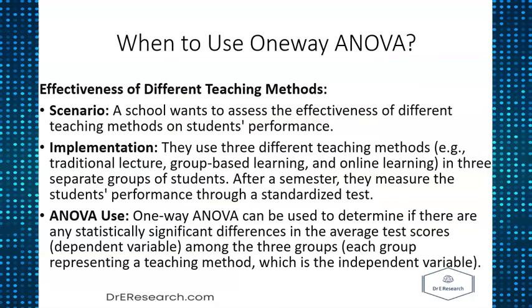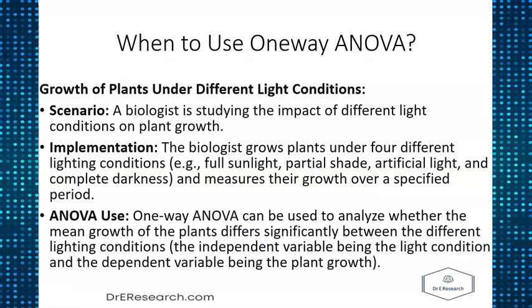Okay, so here are some scenarios of when we might use it. For example, we have a school. They want to test the effectiveness of different teaching methods. They have 3 different teaching methods, they could have more, and they do a one-way ANOVA to look at the test scores for the 3 groups. Another example might be growth of plants under different light conditions. We have 4 different lighting conditions, and we're measuring the growth. So we're going to look at the mean growth in those 4 groups.